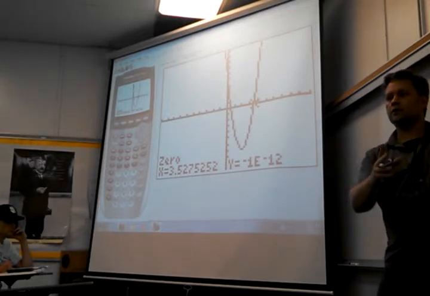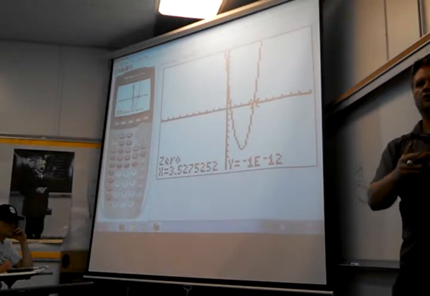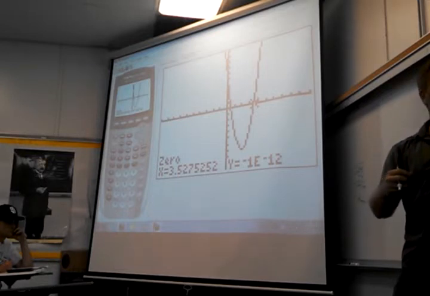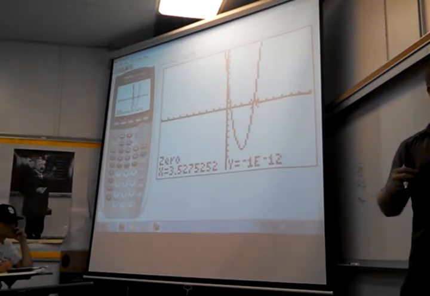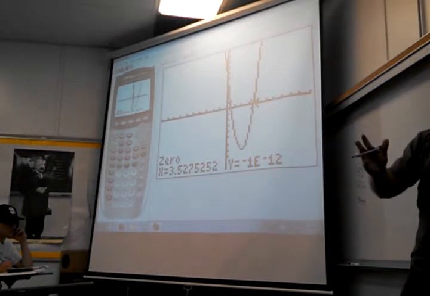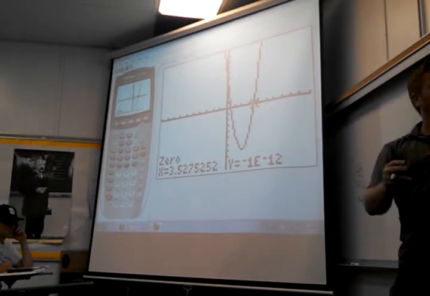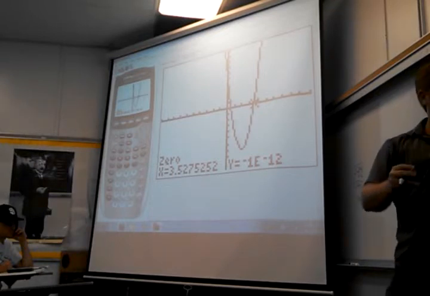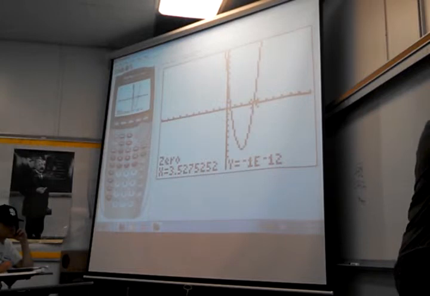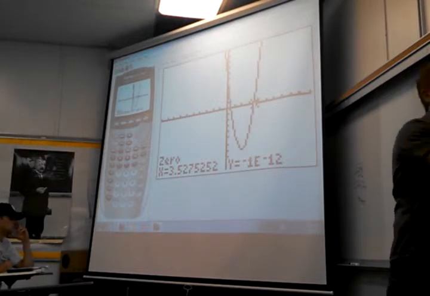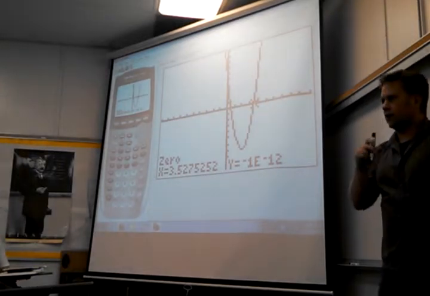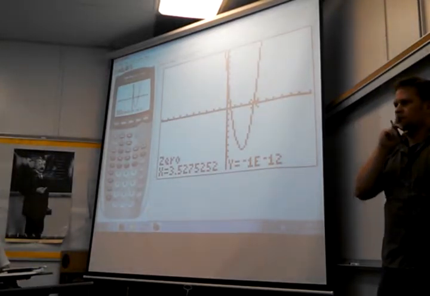What's right in the middle of these two intercepts? Negative b over 2a. How do I know that? How do I get to this intercept? I do negative b over 2a plus this. That's the bigger x-intercept. How do we get the smaller x-intercept? Negative b over 2a minus this. So if the two x-intercepts are always going to be that plus that, and that minus that, where's the vertex always going to be? Negative b over 2a. That's the ultimate shortcut.